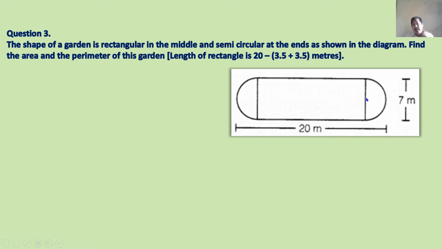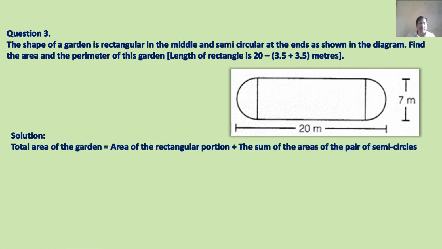That means the radius of the semicircle is 3.5. Understand? One 3.5 from here, another 3.5 from here. Then you subtract both from 20, and you will get the length of the rectangle. That you have to keep in your mind. Now let us go to the solution.